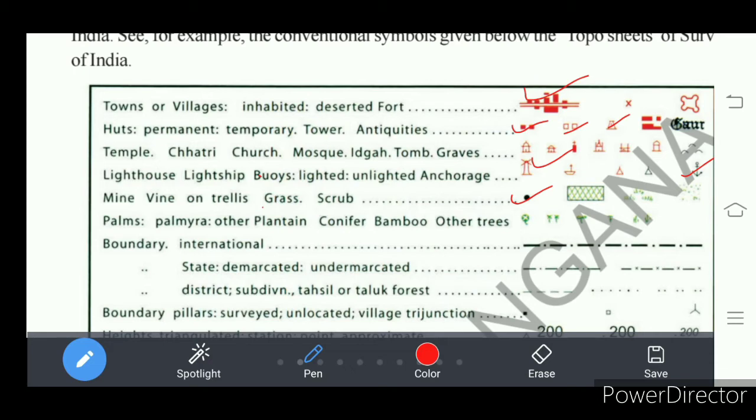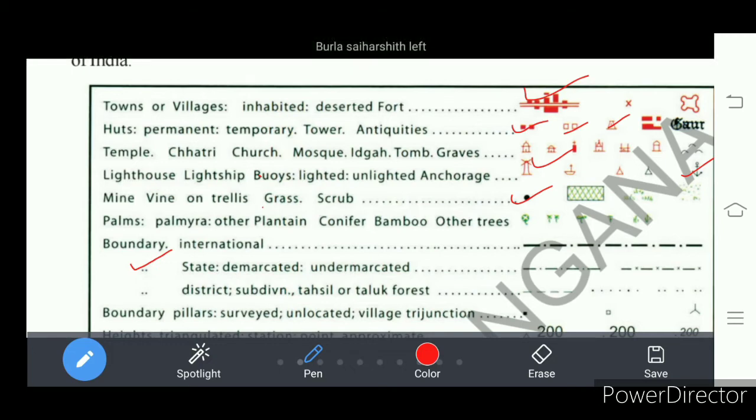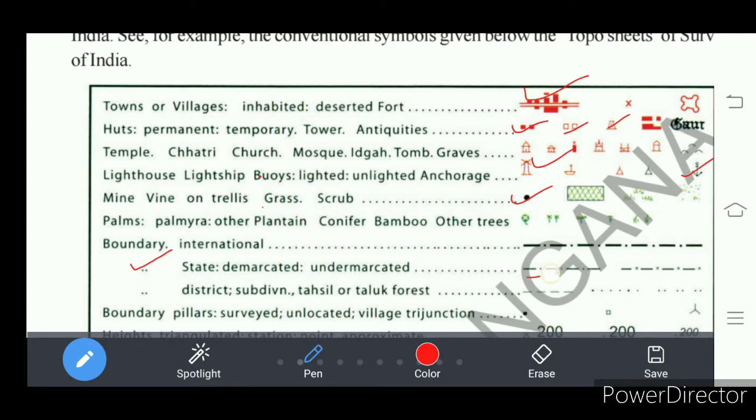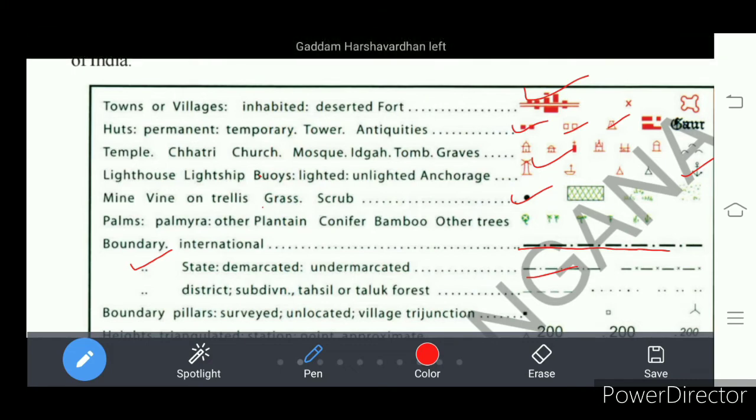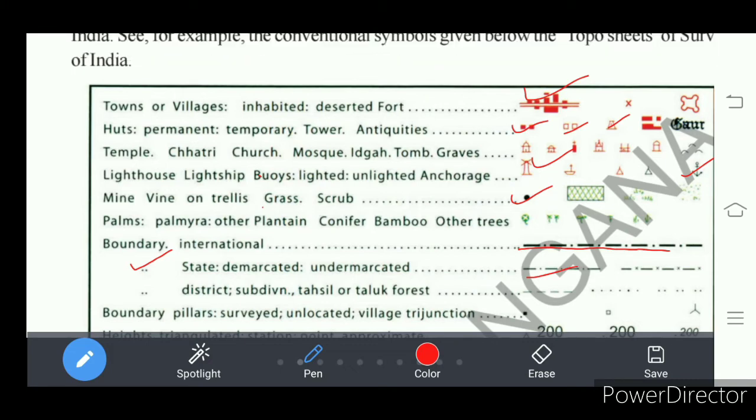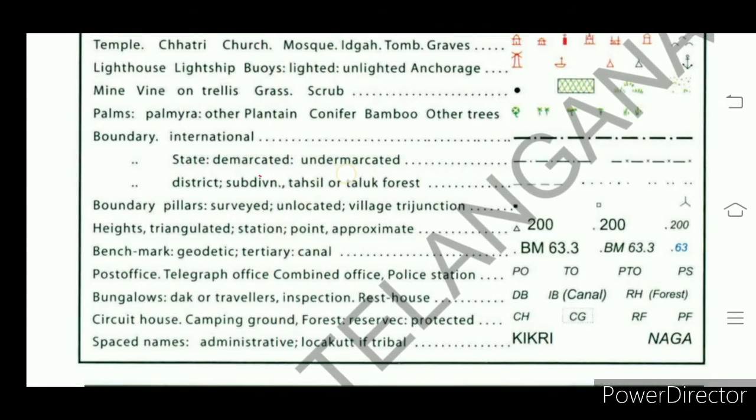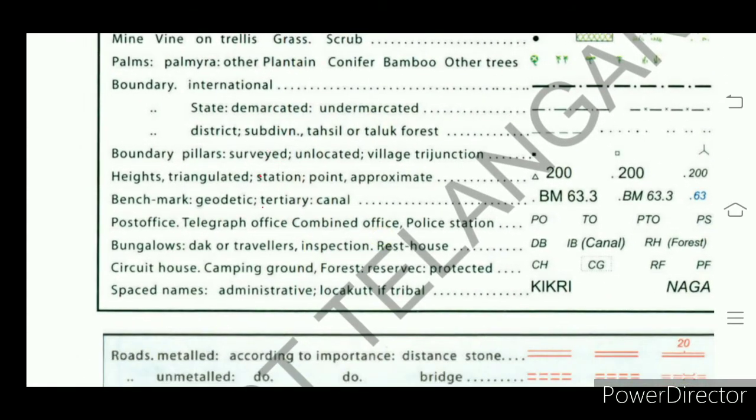See, these are state boundaries. Two dots are there, a thick one given here. This one is the state boundary. A small line and a thick line given here is the international boundary, and district boundaries are shown in this way, with light small dashes. So different symbols are used for different purposes. These are all called conventional symbols.